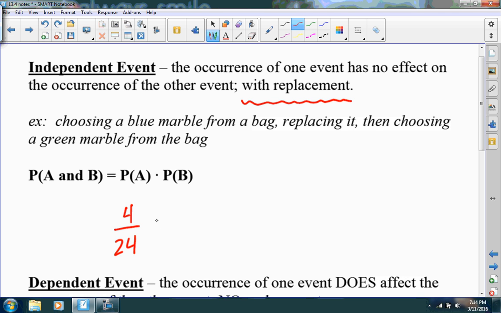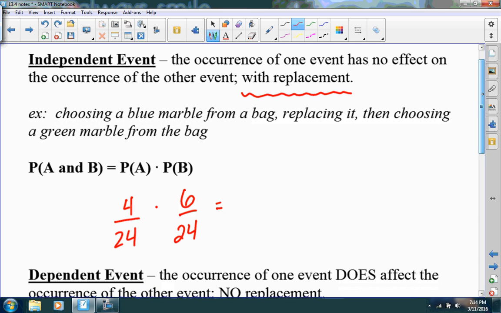And then you were also trying to choose a red marble. So let's say that there are 6 out of 24 that are going to be red. So then when you multiply those and reduce, you end up getting 1 out of 24 for your final answer. Okay, but we'll talk more about that when we get to class and you see the problem of the day.